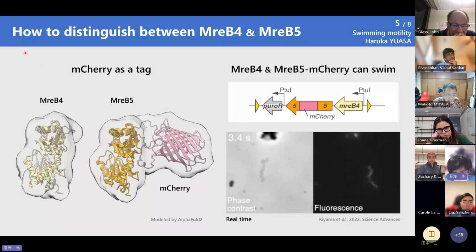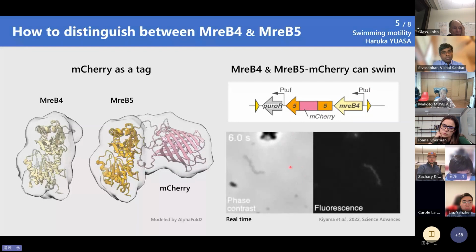To distinguish between MreB4 and 5, we use mCherry as a tag. This is the MreB4 and 5-mCherry strain. MreB5 has mCherry like this. And this MreB4-5 mCherry strain can also swim like spiroplasma. At first, we check filaments in the cell by cryo-electron tomography.